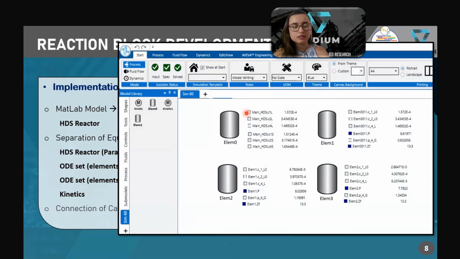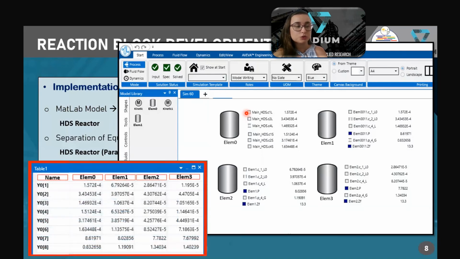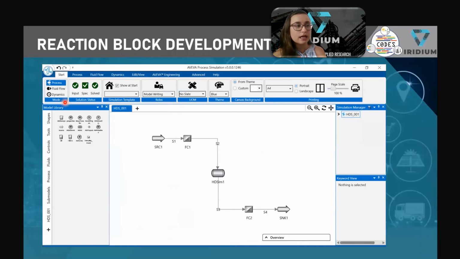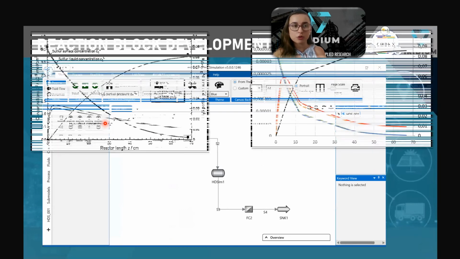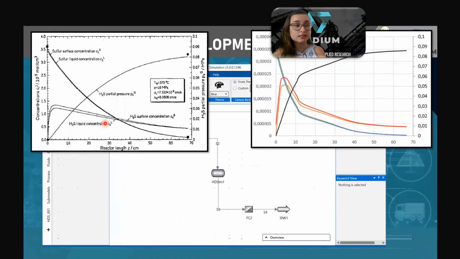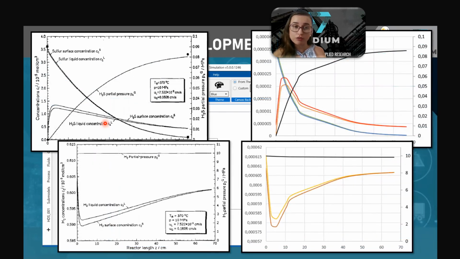Here we can see the initial results that were obtained for this first developed structure. After that, some improvements have been made, and the results obtained were described as the expected behavior from the literature, as we can see in the picture.